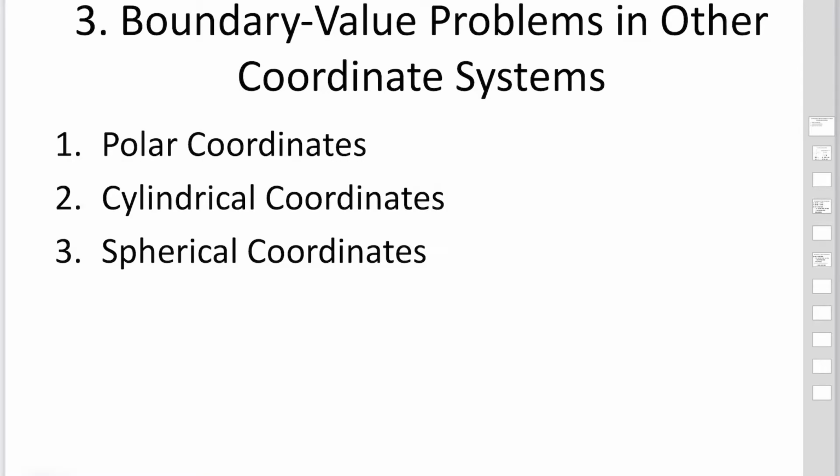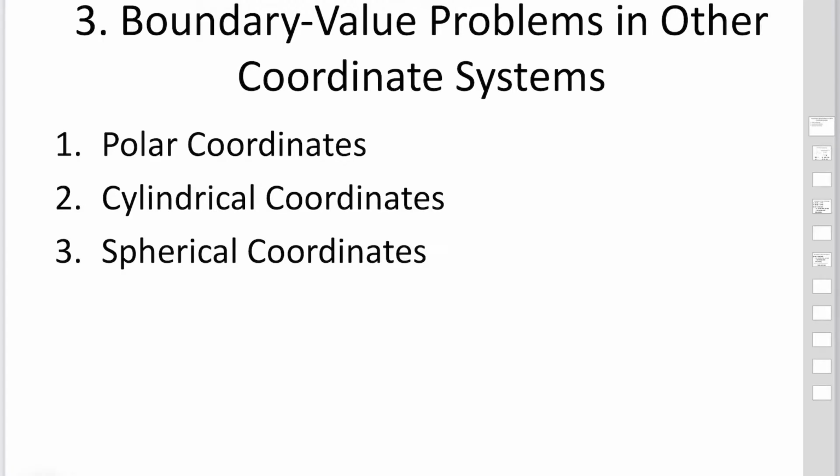Hello everyone. So far, we studied the boundary value problems in Cartesian coordinates, x, y, z coordinates. In this chapter, we will study the boundary value problems in other coordinates, such as polar coordinates. So in these chapters, we are going to study the boundary value problems in other coordinate systems.